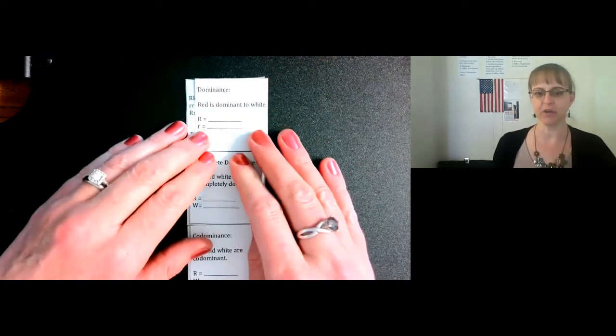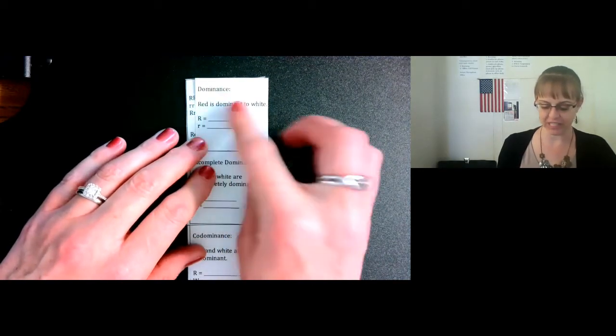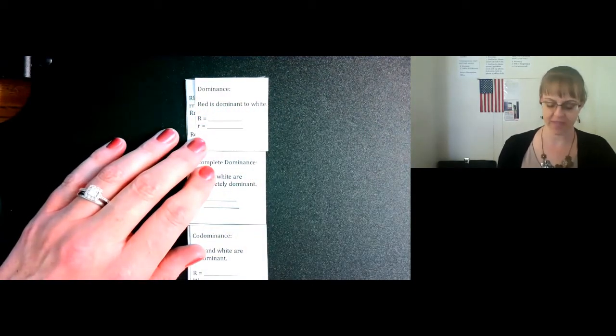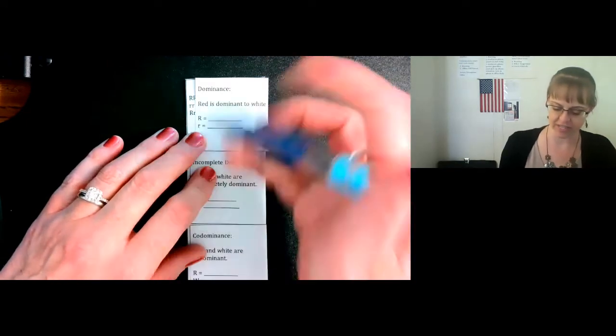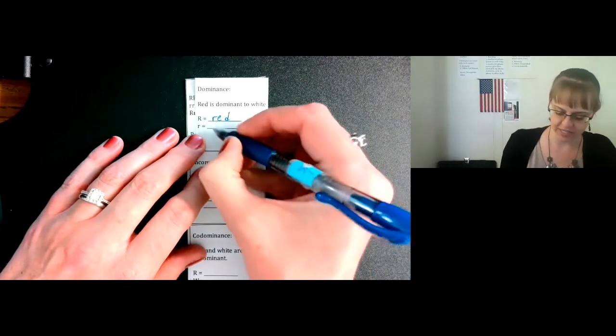First, we're going to look at complete dominance. If red is completely dominant to white, then a capital R stands for red, and a lowercase r stands for white.